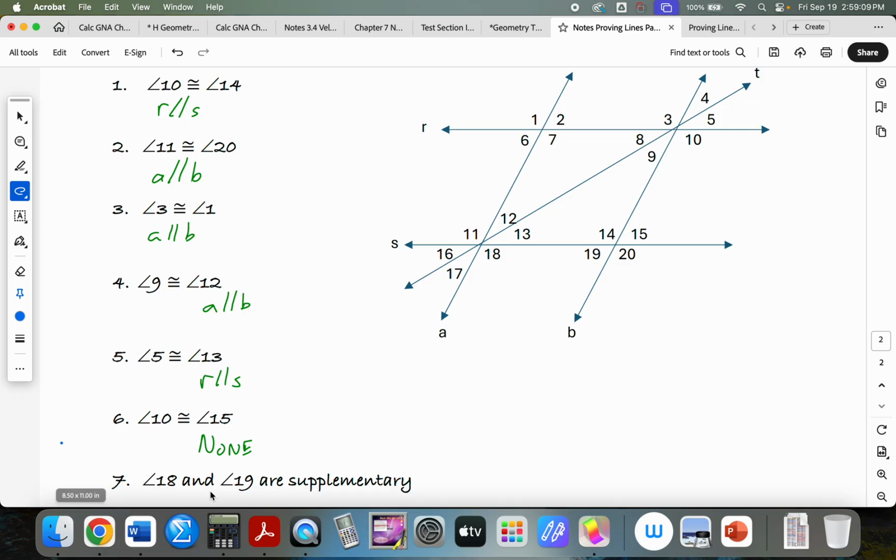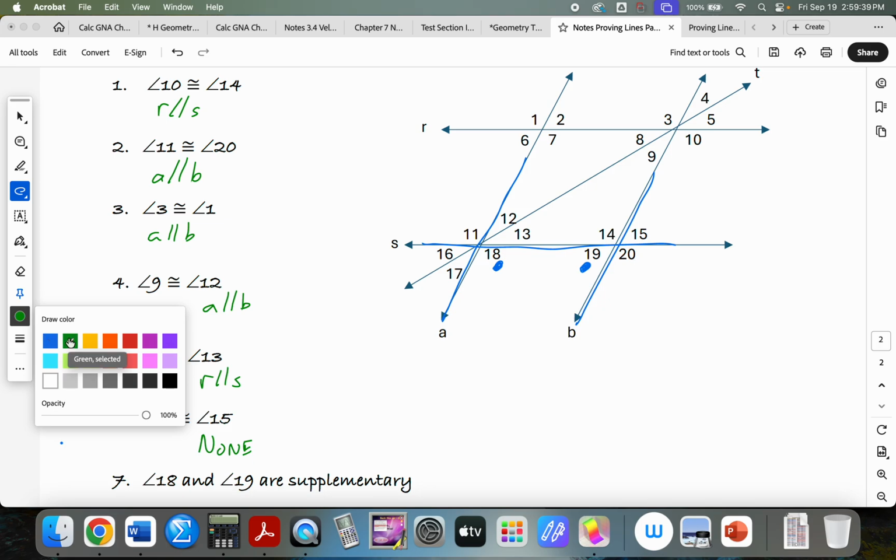The next one, angle 18 and angle 19 are supplementary. So 18 and 19. What type of angles are those? Same side interior. Is supplementary the right relationship for those? Yes. 18 is made by S and A, and 19 is made by S and B. So that's going to be A and B are parallel.